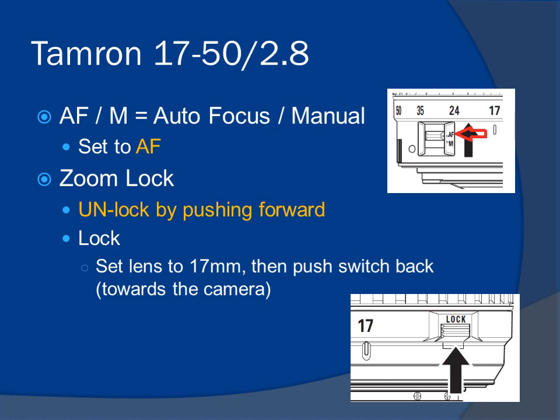Zoom lock. You unlock it by pushing it forward. If you want to lock it, set the lens to 17 millimeters, then push the switch back towards the camera. If the lens won't zoom, it's probably because the lens is locked. You need to unlock it.